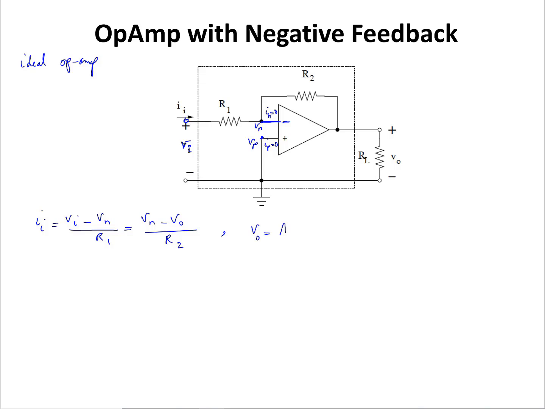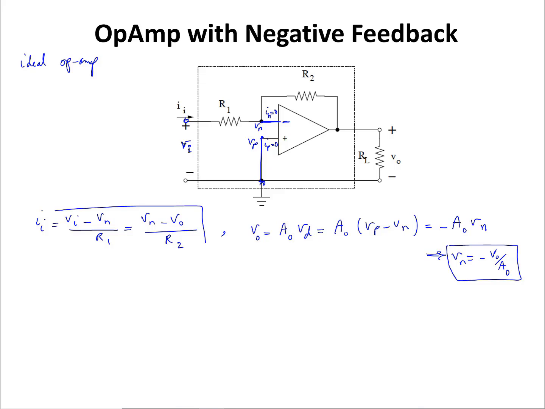I know that Vout is equal to A0 multiplied by Vd, which is A0 multiplied by Vp minus Vn. In this circuit, Vp is grounded, so with that it's equal to negative A0 multiplied by Vn. From there, Vn is equal to negative Vout divided by A0. Okay, so let's plug in this Vn value in the original equation here and find the relationship between Vout and Vi. So I'm going to write Vi over R1 plus Vout over R1 multiplied by A0 equals negative Vout divided by R2 times A0 minus Vout divided by R2.